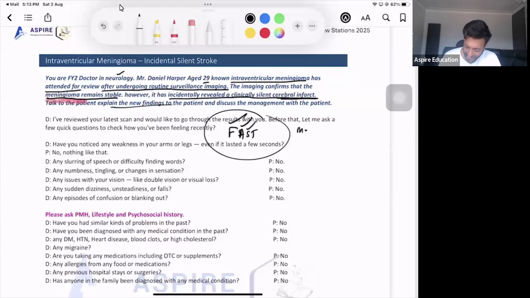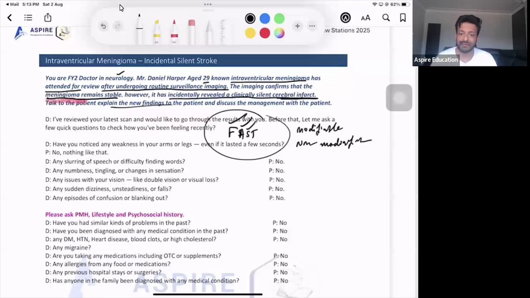So it's simple: we have got modifiable and we have got non-modifiable risk factors as well. So for non-modifiable risk factors, for example, the age of the patient, can you change? The sex of the patient, can you change? The family history, can you change? The previous history of stroke or TIA, you can't change those things.